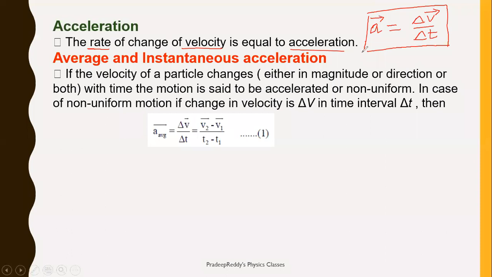And what about the unit of acceleration? Velocity unit is meter per second. Time unit is second. So finally, the unit of acceleration will be meter per second square. So that is what we have learned. We have seen in this equation 1 also, average velocity is equal to delta v divided by delta t.